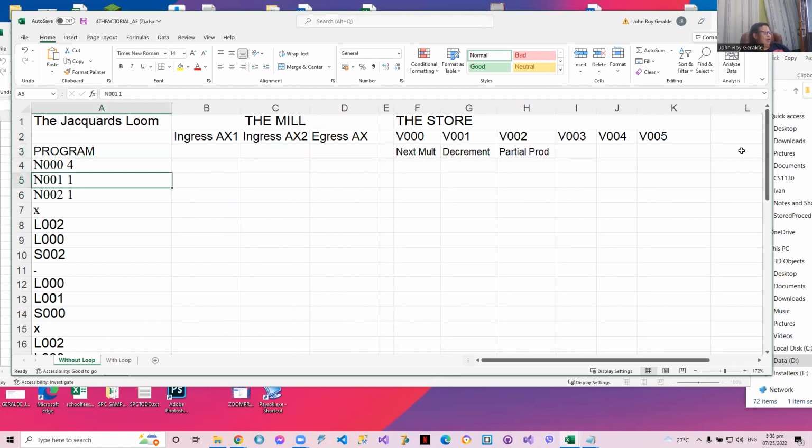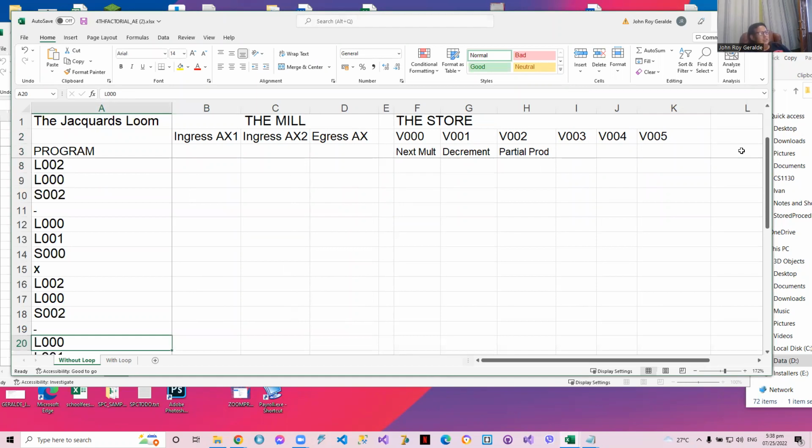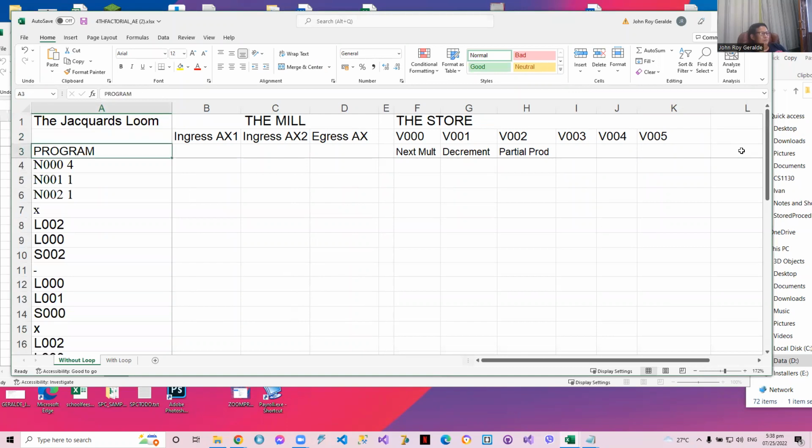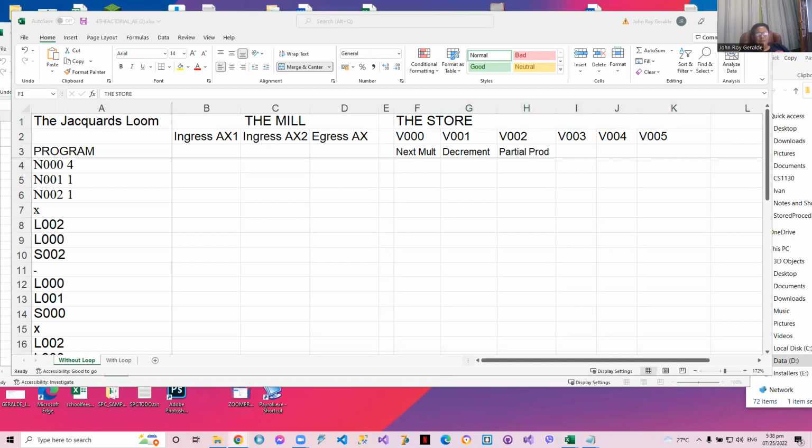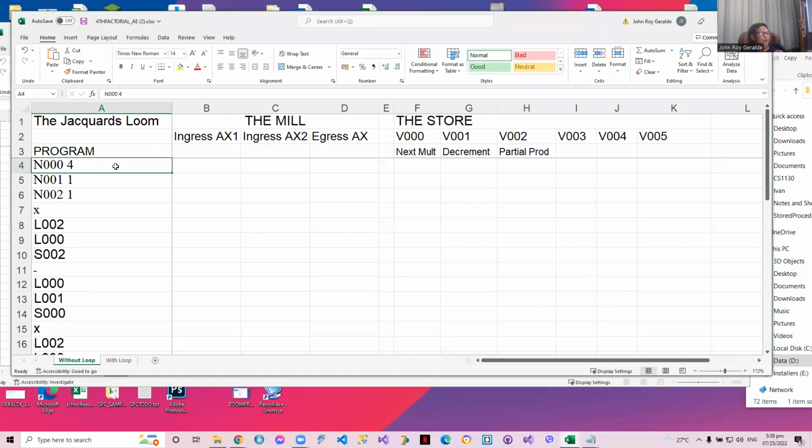Okay, this is the program for the fourth factorial as written in that source from Stanford University. No? Do you follow? So this is the mill and the store put side by side, although not visually, but logically the same. Okay? Do you follow? This is the store, this is the mill. When you say N004, you are setting the variable 0 to 4. N is an assignment statement. So this brings the value 4 to this. You follow?